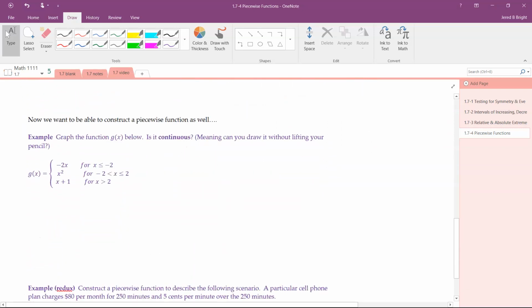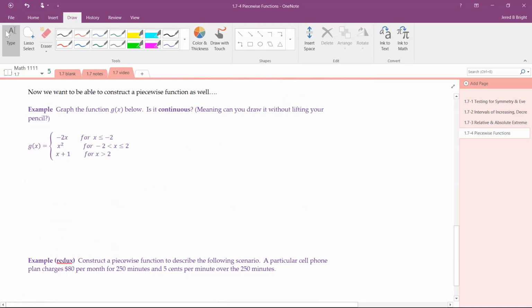Now, in addition to using a piecewise function, you need to be able to generate one, both graphically and algebraically, and that's what we're going to focus on in the rest of the video here. So graphically, it really is as simple as graphing each of the pieces, just making sure that we're in the right domains. So I'm going to make a little sketch here.